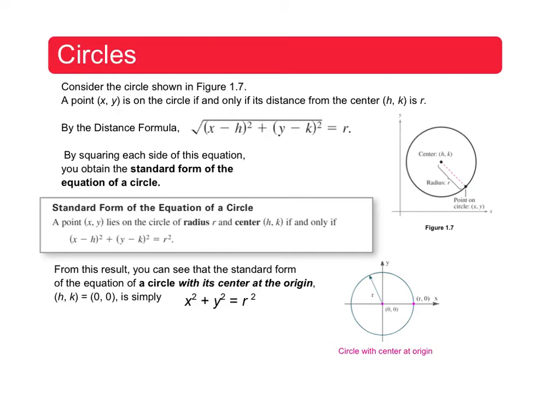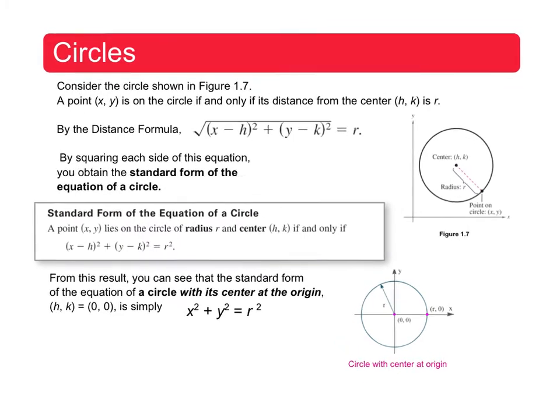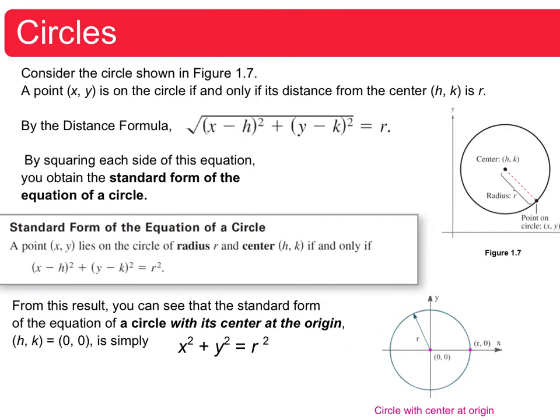Next, we have a review of circles. You should have talked about circles a little bit in at least Algebra 2. And so if we walk through here on how the book approaches circles, they're looking at figure 1.7. So we're looking at the picture here. And it says a point (x, y) is on the circle if and only if its distance from the center, and our center always uses the variables h and k, is the radius.